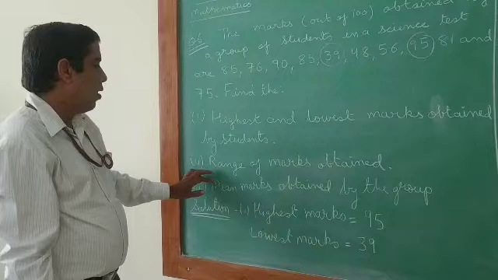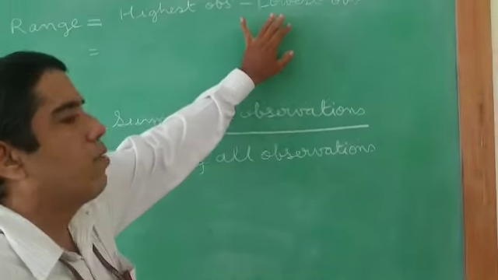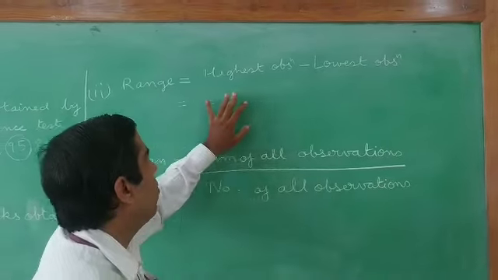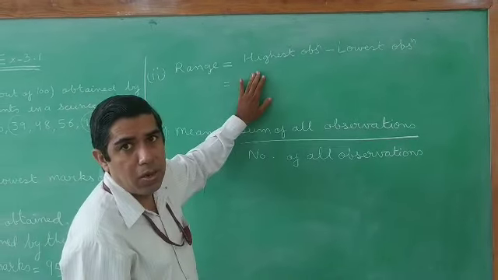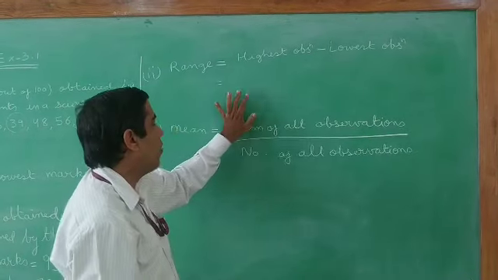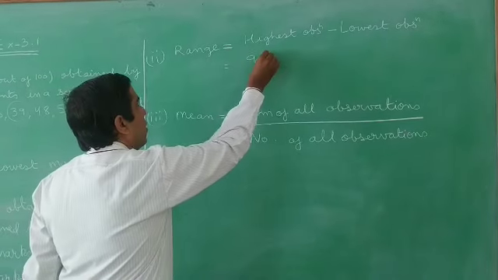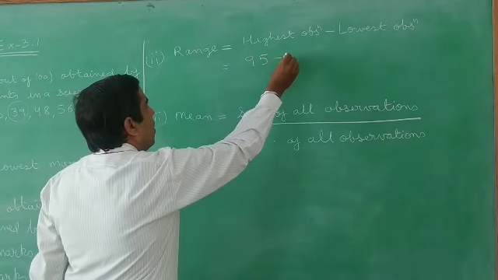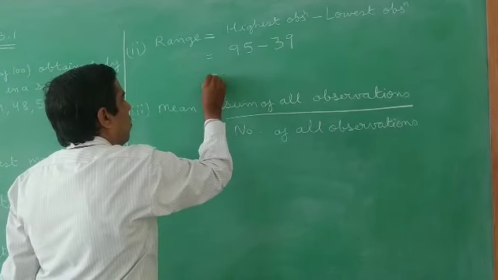Now next, range. Range is equal to highest observation minus lowest observation. What is the formula of range? Range is equal to highest observation minus lowest observation. So the highest is 95. I am writing here 95 minus 39. The lowest is 39.